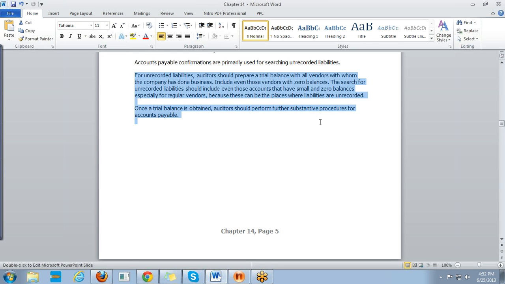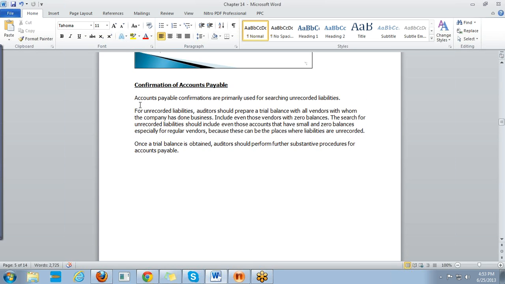Take balances with 0 balance and confirm. All those vendors with 0 balance, confirm and say, we don't owe you money. Please confirm. What are the chances they're going to speak up if we do actually owe you money, or my client does not owe you money?